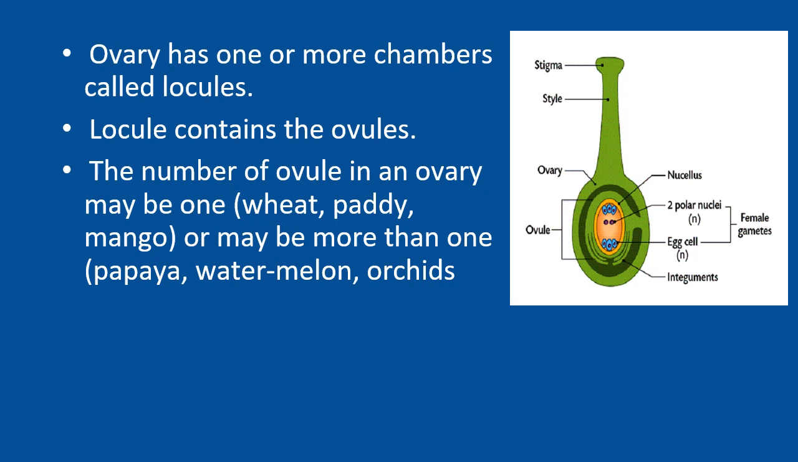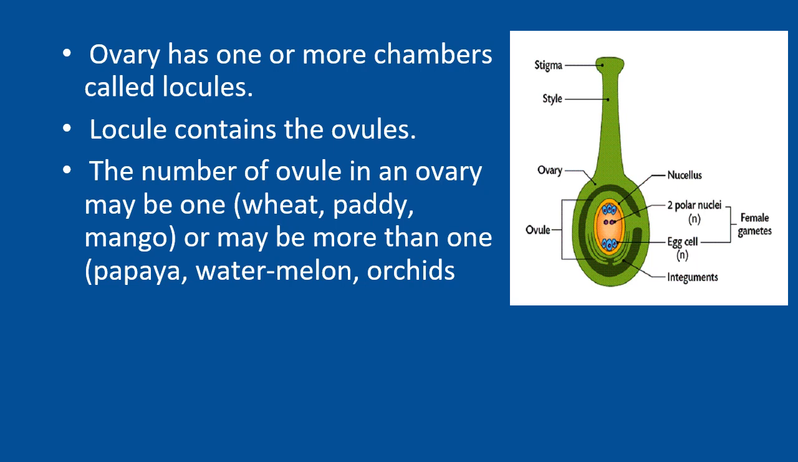Ovary has a chamber-like structure. Inside you will find the locules. Locule contains the ovule, and the number of ovules in an ovary may be one, for example wheat, paddy or mango, or more than one, for example papaya, watermelon and orchid.